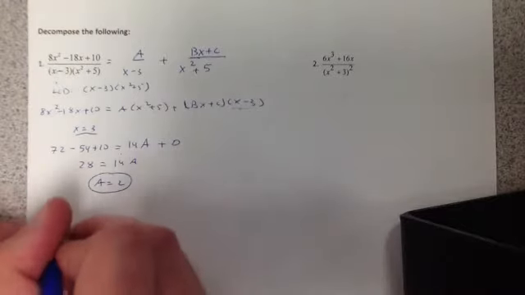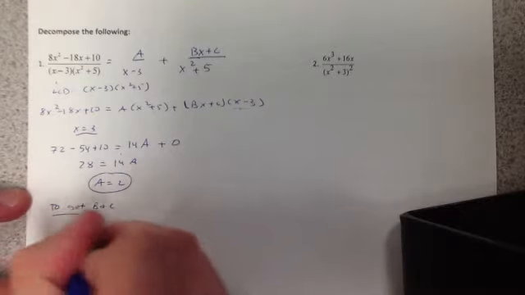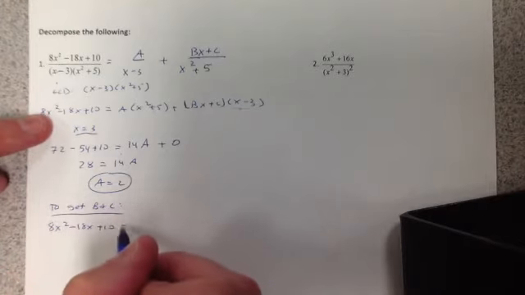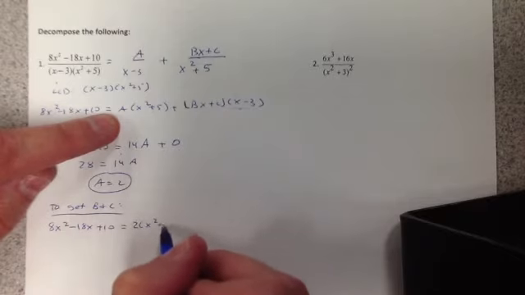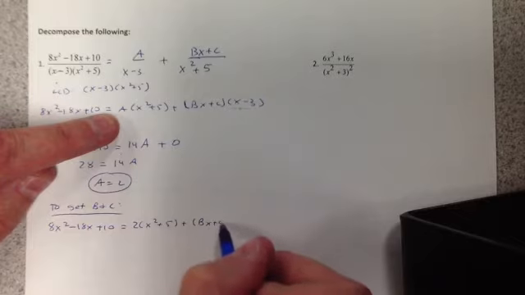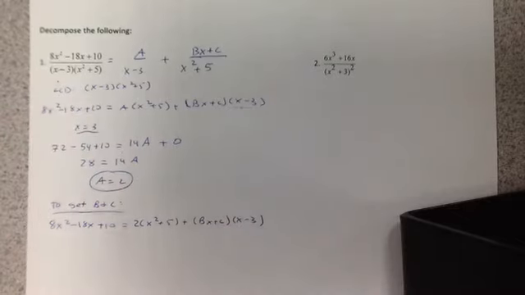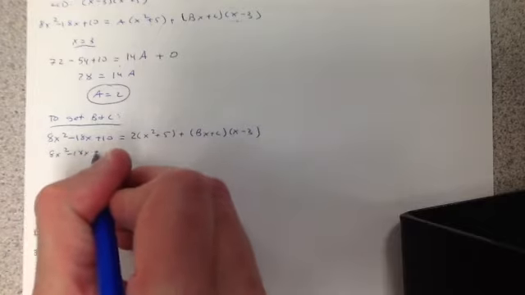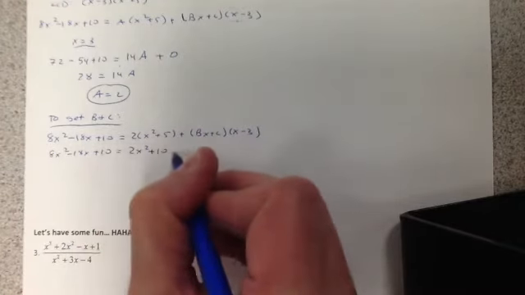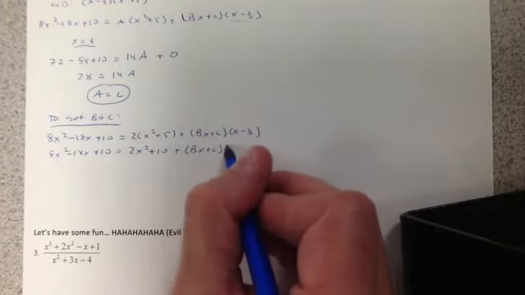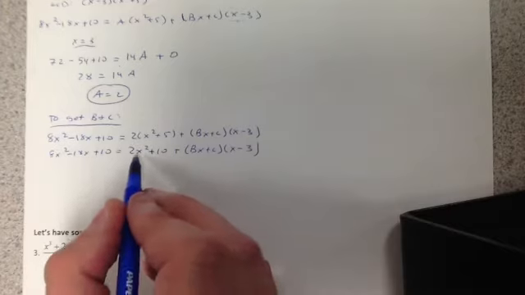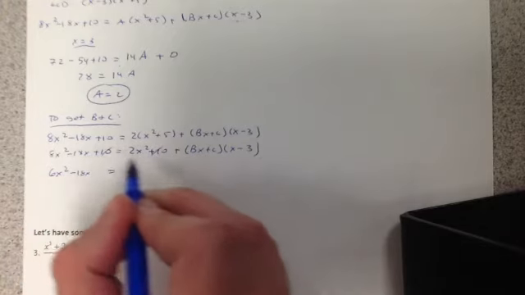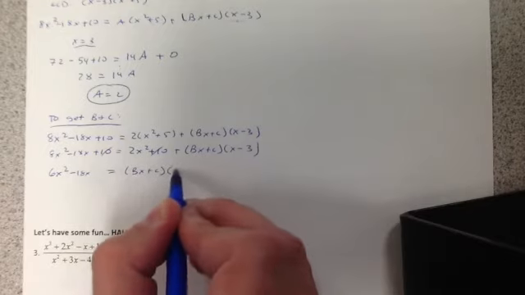And now remember, to get b and c, we're just going to rewrite this out. 8x squared minus 18x plus 10, a is 2, 2 times x squared plus 5, plus bx plus c times x minus 3. And now I'm just going to distribute. 8x squared minus 18x plus 10 equals 2x squared plus 10. I'm going to leave bx plus c, x minus 3 alone for right now. Bring these over. We're going to get 6x squared minus 18x, the 10's cancel, equals bx plus c, x minus 3.